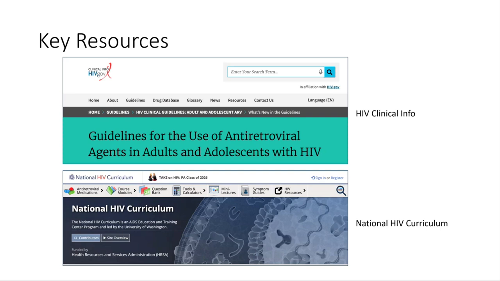And as we go through, as I said, I'm going to skip some of the basics in this lecture. If you feel like you need more basics, these are 2 resources I would direct you to. The top one is the HIV guidelines, hivclinicalinfo.gov. And the bottom one is the National HIV Curriculum. Have any of you guys opened that? Okay. Yeah.